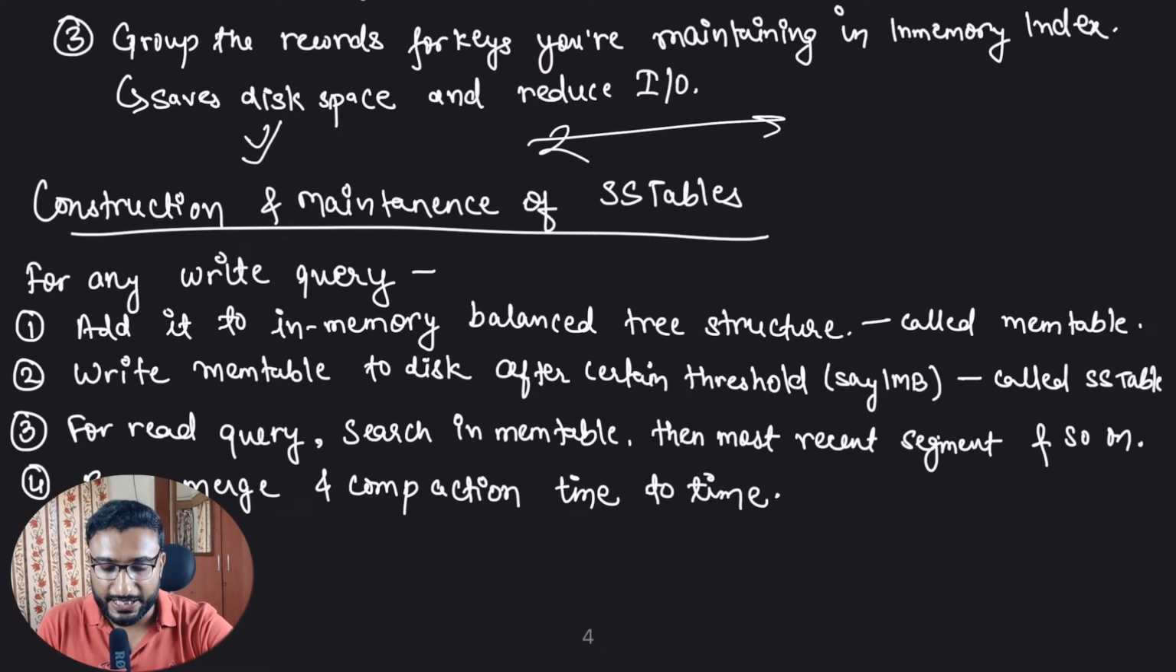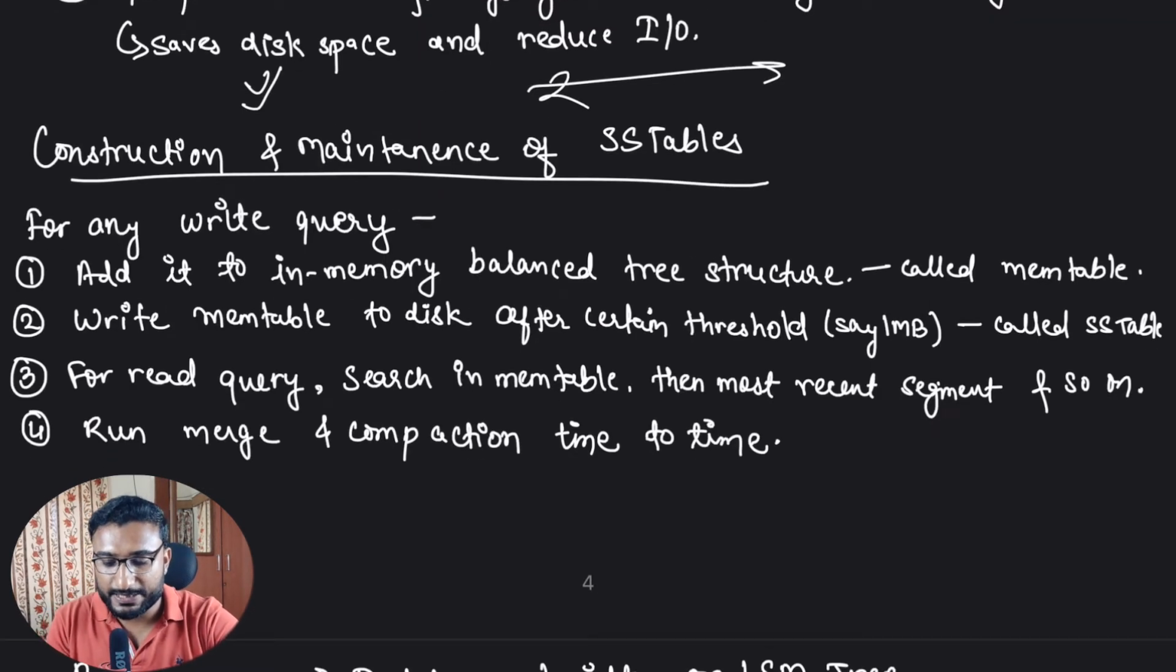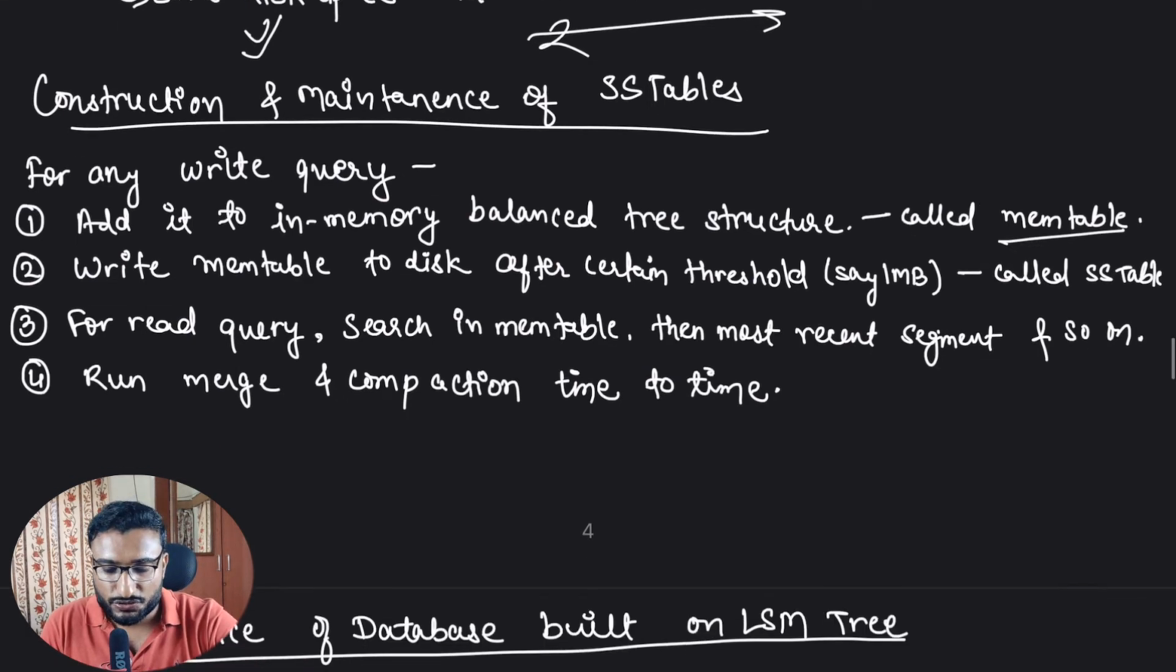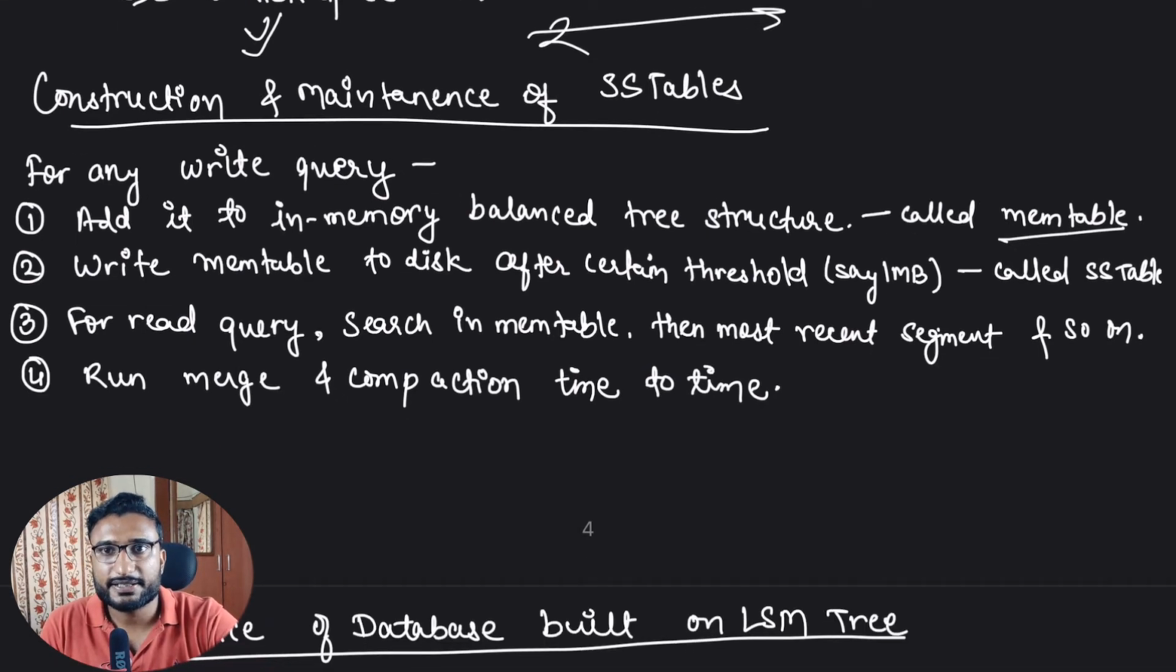So for any write query, you will keep an in-memory balanced tree structure which is called mem table. यहाँ पे balanced tree structure we can use AVL tree or red black tree, any of the balanced binary trees we can use for the data we are creating. ठीक है, sorted data, like we have to maintain the keys in sorted order.